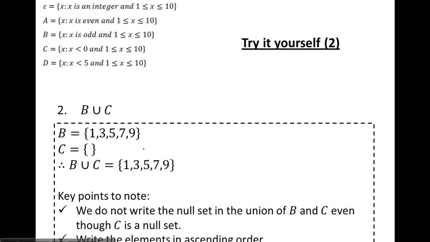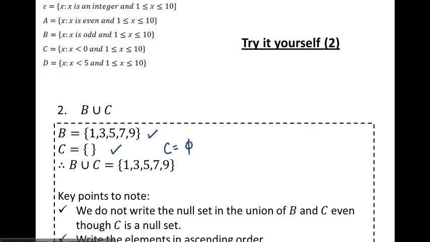Alright, so we shall look at the approach. First thing is, list out the elements for set B. Next, list out the elements for set C. As mentioned earlier on, there is no element in set C. Therefore, C is an empty set, which is denoted by open and close braces with no element in between. Of course, another way of writing C is you can write it this way.